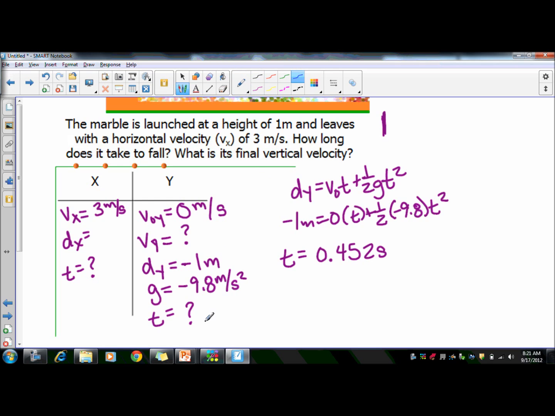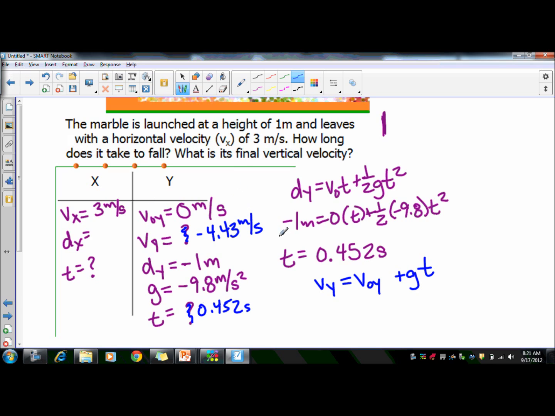So now, let's throw that in here. This is 0.452 seconds. So now, if we're looking for Vy, can you guess we're going to use the exact same equation again? Woo! Vy equals V naught y plus gt. And when you plug it in, you get the exact same value: -4.43 meters per second. Yay!